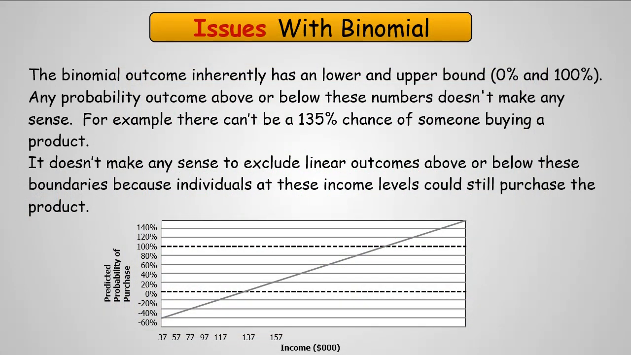First off, a binomial outcome inherently has a lower and upper bound of 0 and 100%. Any probability outcome above these doesn't make any sense. For example, you can't have a 135% chance of someone buying a product. It doesn't make any sense to exclude linear outcomes above or below these boundaries because any of these individual income levels could still purchase a product, as you can see in the sample chart below.